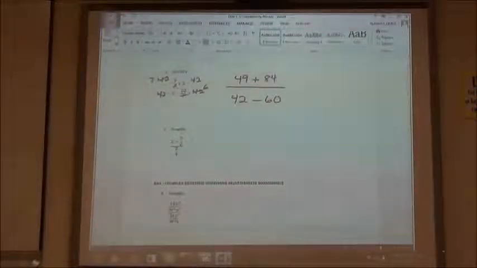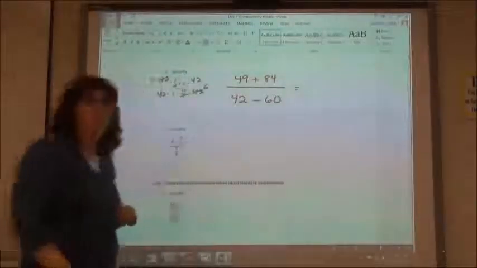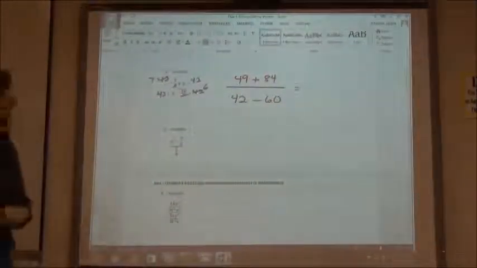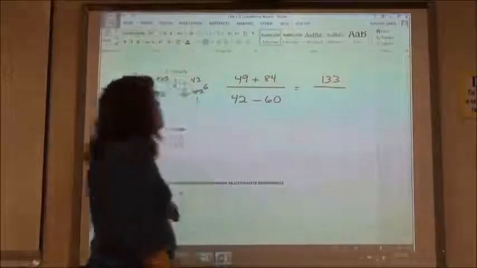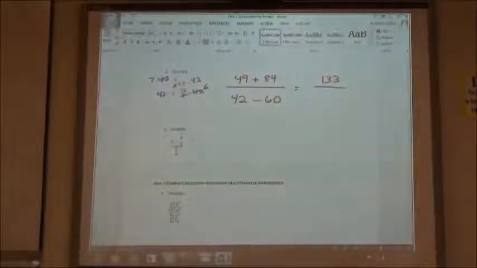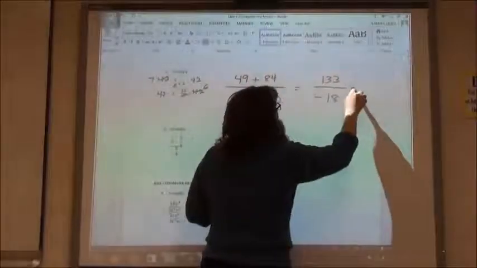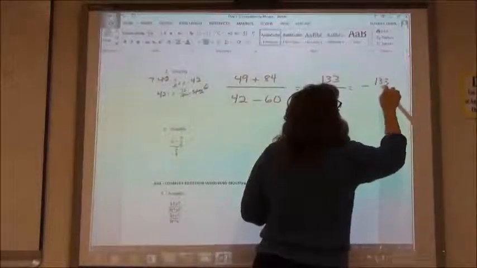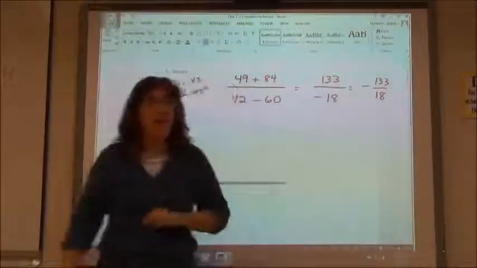So now on the top, we have to take 49 plus 84. 133. On the bottom, 42 minus 60. Minus 18. So we're going to get negative 133/18 because a positive divided by a negative makes that negative, right?